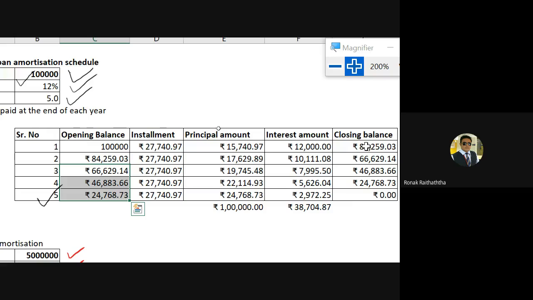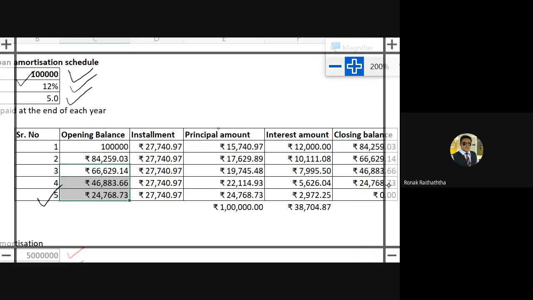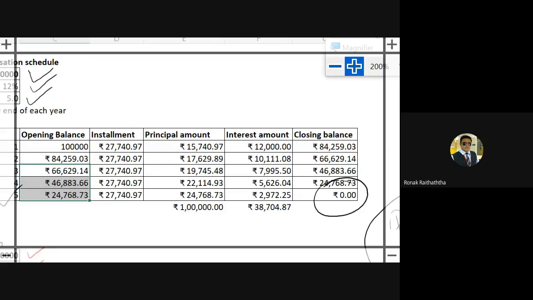And you must have observed that my closing balance has become 0 in period number 5. So that means your calculations were correct. You are right on the point. And if it doesn't come 0, that means you are making some mistake somewhere.